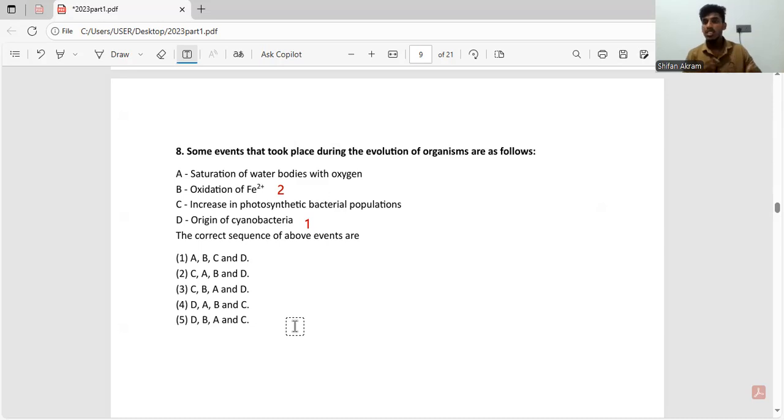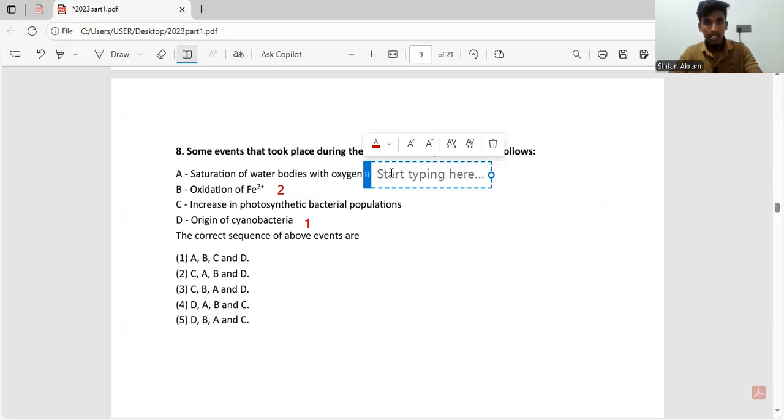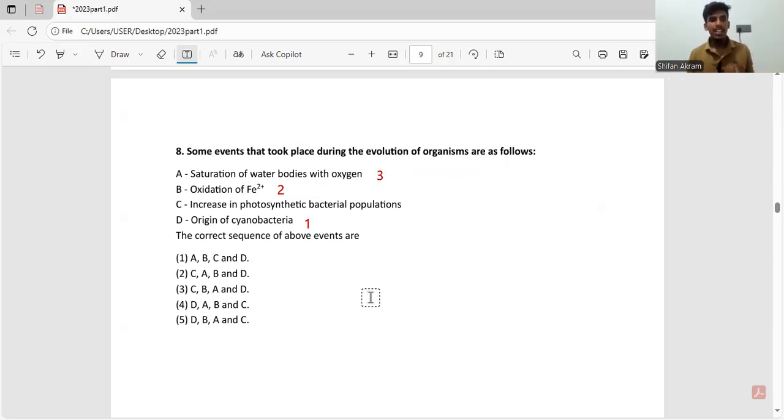This process carried on for years and years, but after a certain period, there was no more iron in the water. Now what happened? There is no iron in the water, so the oxygen is not used up. So the oxygen started to get saturated in the water. So the third one is the A, saturation of water bodies with oxygen. Finally, cyanobacteria start to reproduce and the photosynthetic bacterial population starts to increase. So that is the fourth one. So the correct order is D, B, A and C, which is the fifth answer. So the fifth answer is the correct one.